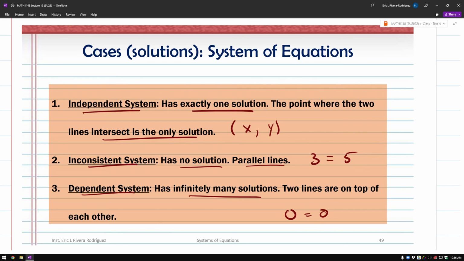It is very important. And the way you give the solution, if we have an independent system, you will give the solution by the values of x and y. You can write a coordinate. If we find something like this, you will say no solution, or you could say inconsistent system. And if you find something like this, you will say infinitely many solutions, or you could say a dependent system. That is how you solve those problems. Any question on this?